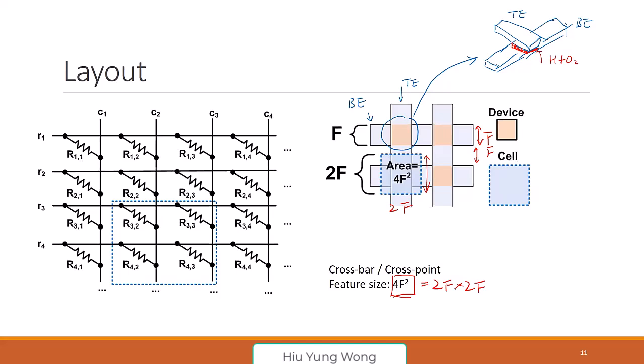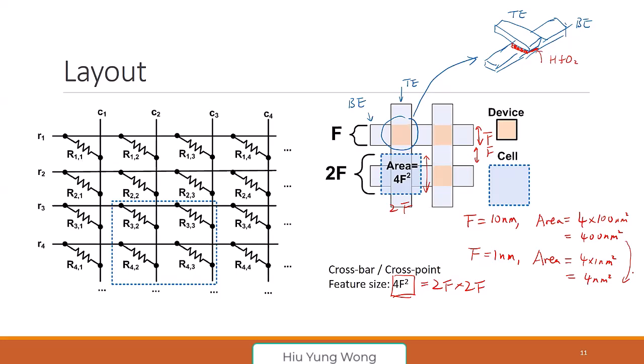I mean, why is this important? Think about this. If my F is 10 nanometer, then what is my area? Then my area is 4 times 100 nanometer squared, equal to 400 nanometer squared. What if I improve my technology to 1 nanometer? Difficult, but this is the goal, right? In the future, maybe 20 years later, if it's still working at 1 nanometer, then my area is equal to 4 nanometer squared. It basically says that if I were able to make 1 gigabyte of memory at 10 nanometer, I am able to make 100 gigabyte at 4 nanometer, right?